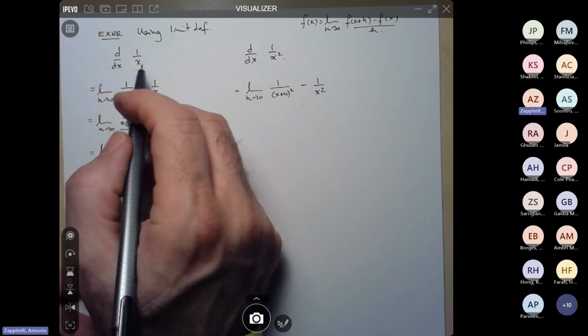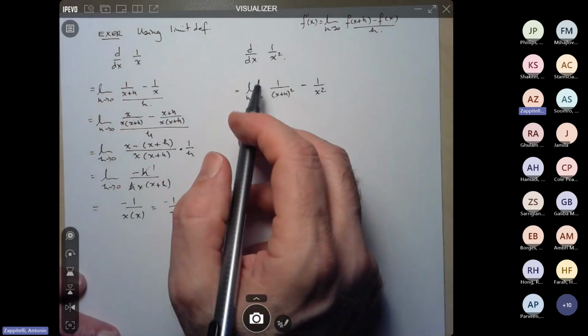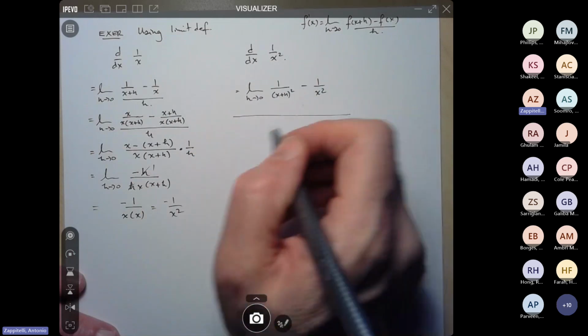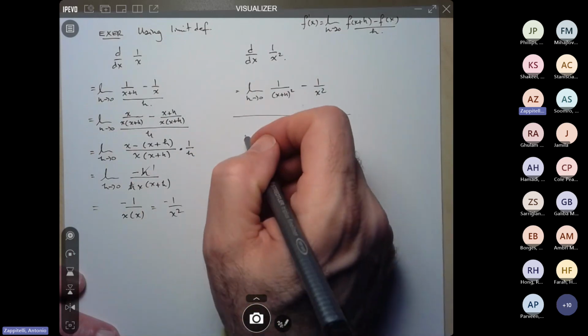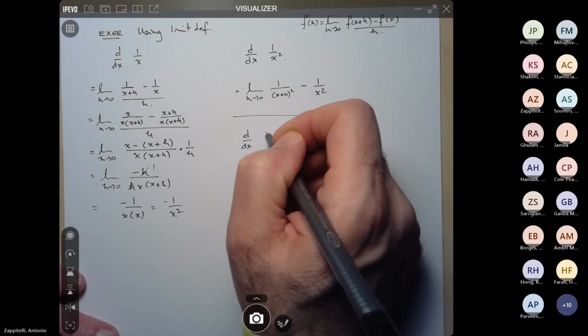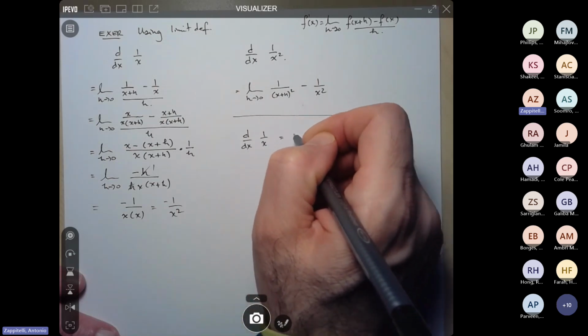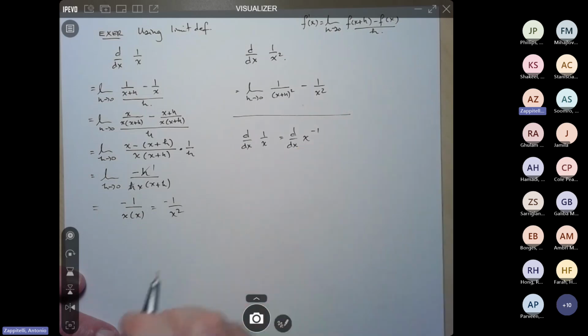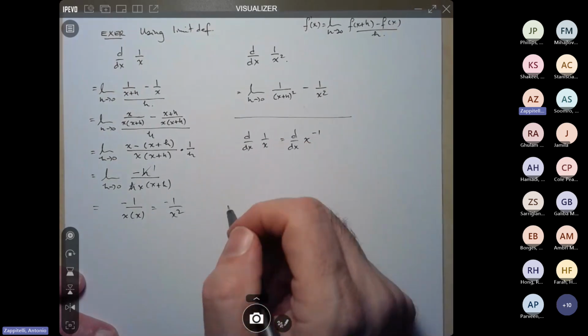Because we can also write, I don't think I'm going to have time to do this one here, so I'll leave it as an exercise if you want to work on it. I'm just looking at the time. If we look at our rule, we know that we can rewrite 1 over x as x to the -1. And so now we can use our power rule.